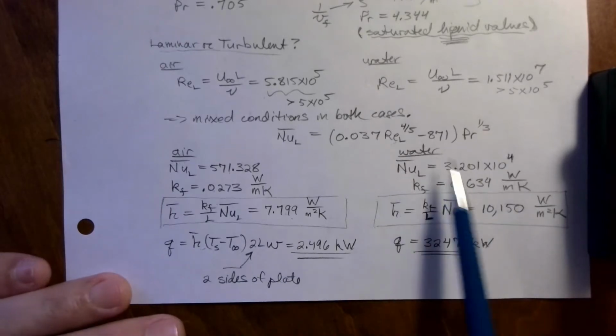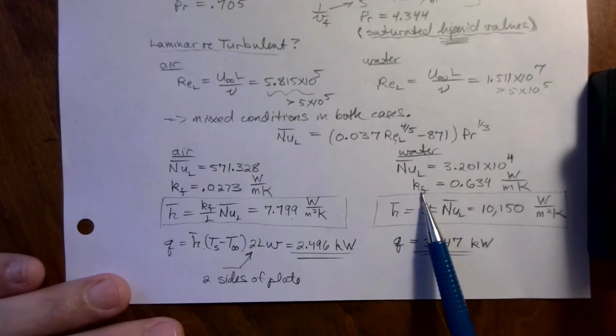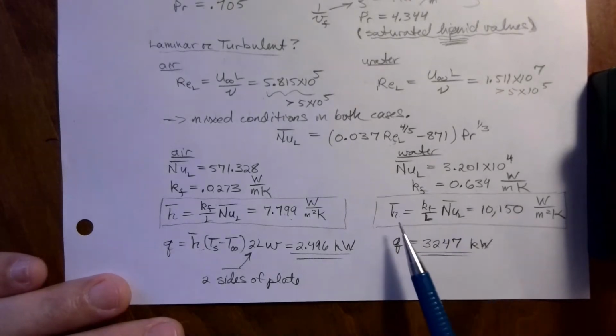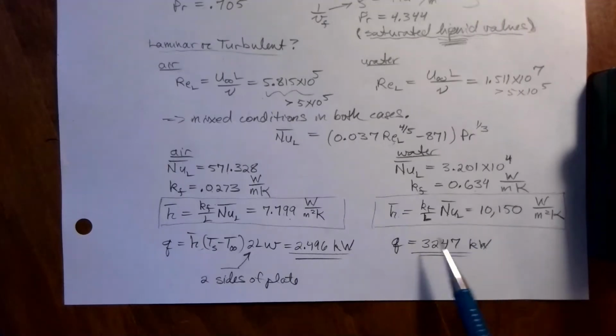For the water, a different Reynolds number goes here. For the water we need k for the saturated liquid case, which comes from table A6. Calculate h again, and we'll get about 10,000. Much larger, right? Three orders of magnitude larger. And so the resulting Q in this case is three orders of magnitude larger as well, 3247 kilowatts. So you would expect water to provide a much higher cooling rate and have a much higher heat transfer coefficient than the air.